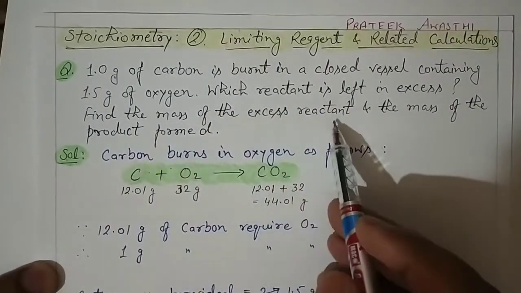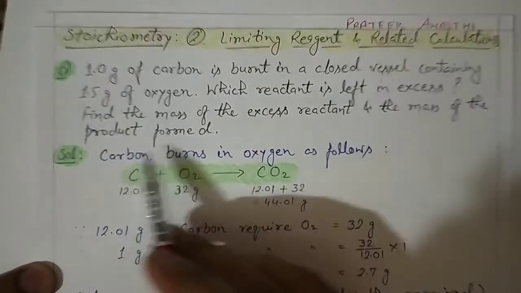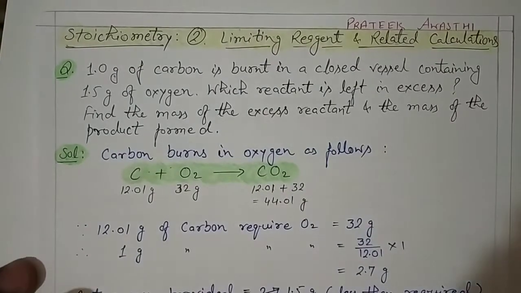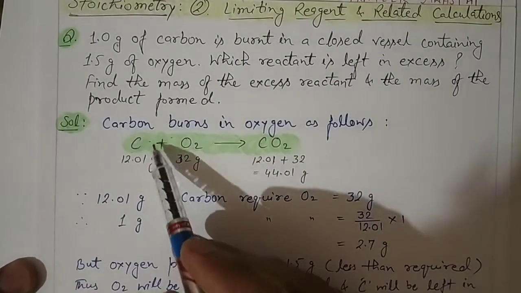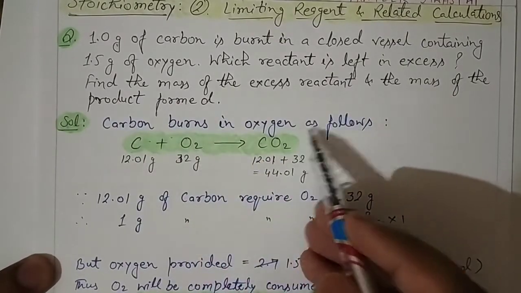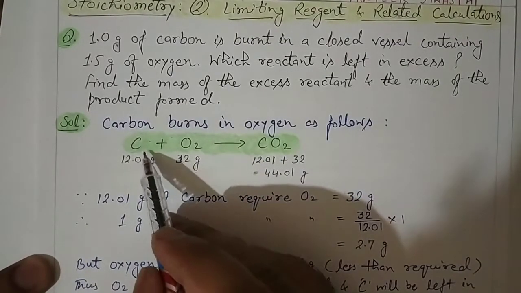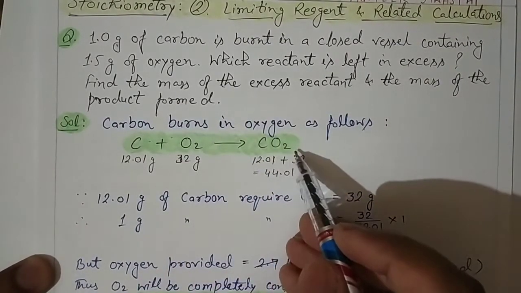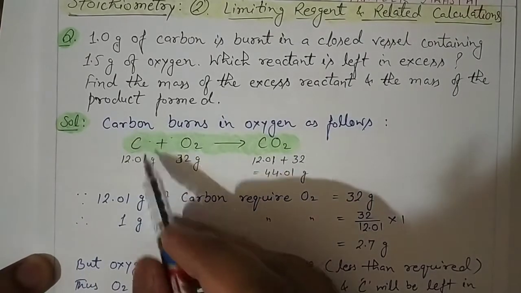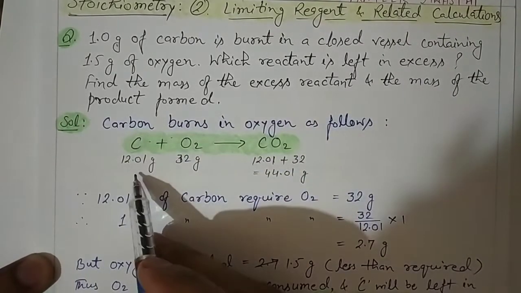Find the mass of the excess reactant and the mass of the product formed. Okay, so first of all we must know that when carbon burns in oxygen, then what are the products formed? So carbon plus oxygen gives carbon dioxide. Very simple reaction. Let's take the molecular masses of these atoms and molecules.